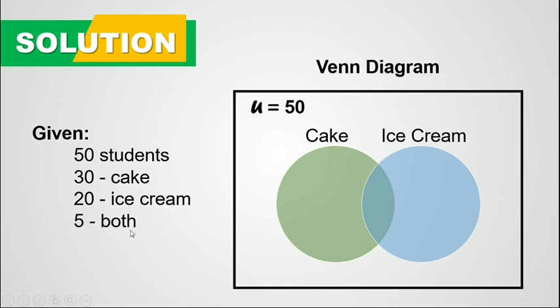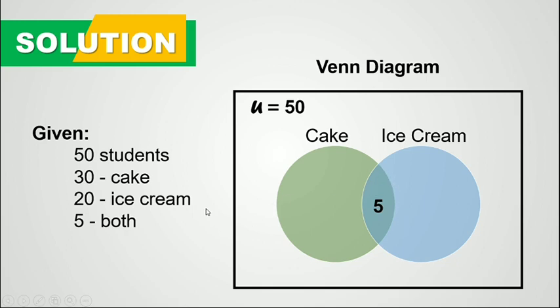So we start with the students who like both of the options. There are two options, right? It's just cake and ice cream. That's the reason why there are two circles. So we start with their intersection. Since 5 of them like both ice cream and cake, we put the 5 in their intersection. So that's their intersection, right?